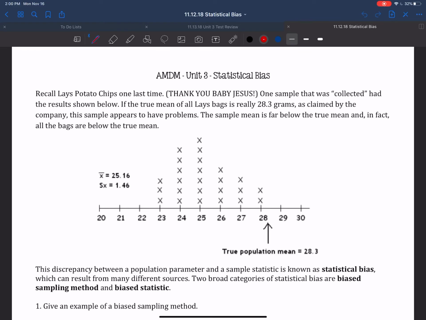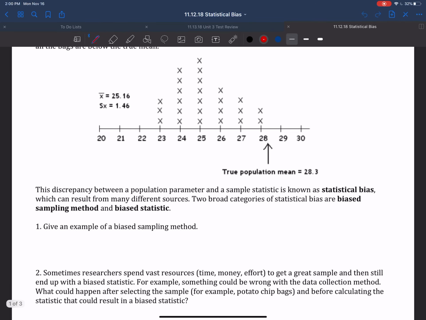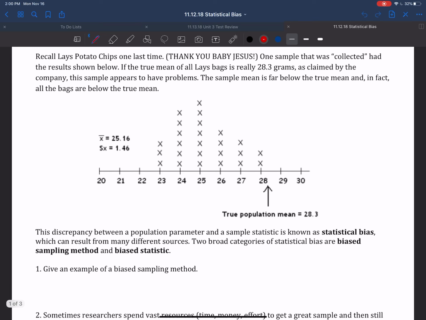All right, in this video, we're going to be talking about statistical bias. Now it says, recall Lay's potato chips one last time. One sample that was collected had the results shown below. If the true mean of all Lay's bags is really 28.3 grams, as claimed by the company, this sample appears to have problems. The sample mean is far below the true mean, and in fact, all the bags are below the true mean. So, true mean is supposed to be right here, 28.3 grams, but every single one of our samples, our data points in the sample, is below that.